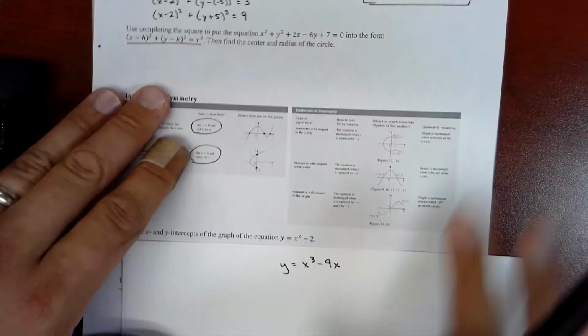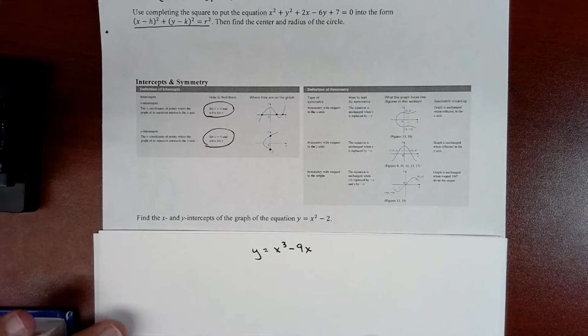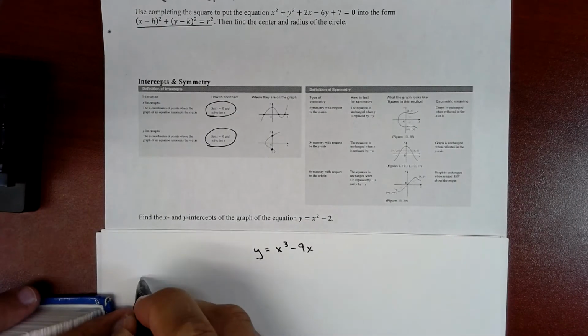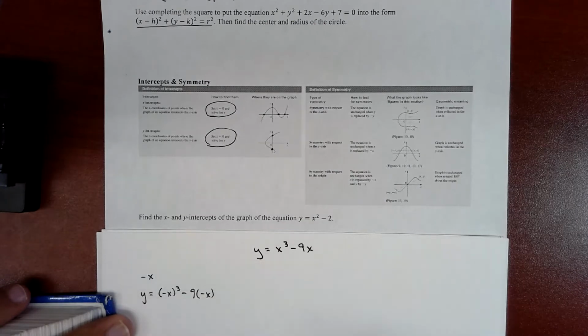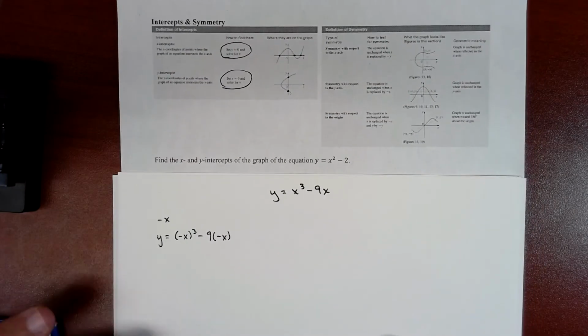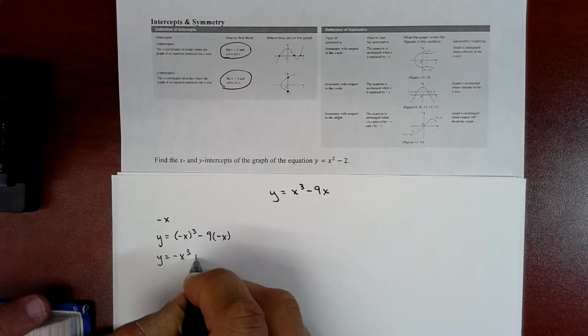So let's do one quick example here. We're going to rotate around. Sorry for the messiness. But our equation is y equals x cubed minus 9x. So we're going to start by plugging in negative x. So we're going to say y equals negative x cubed minus 9 times negative x. And if we do that, we get y equals negative x cubed plus 9x.